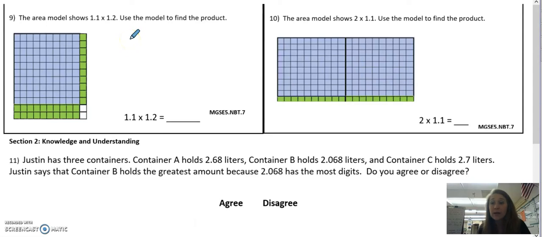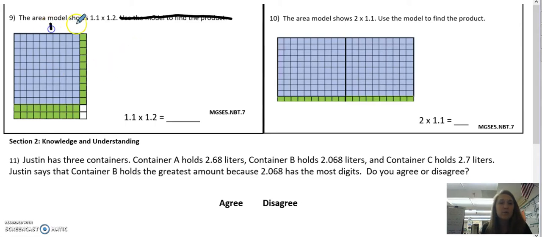Now here's the deal. If you don't like models, you don't have to use the models. How is anybody going to know if you used them or not? What we care about is that you're able to find the product. You can do that using the model, or you can do that using standard algorithm. So let's use the model and then we'll do standard algorithm.